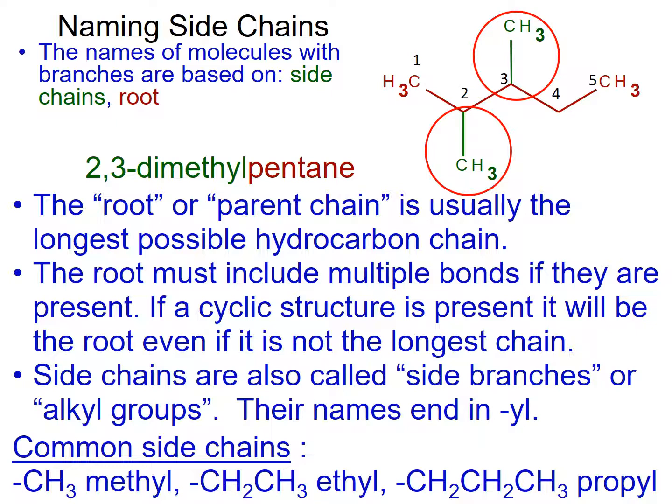And you have to name where the methyl groups are attached. So one is attached on the second carbon from the left, one is attached on the third carbon from the left. If you go the other direction, the numbers will be 3 and 4. You always give it the lowest possible number combination. So we say 2,3-dimethylpentane.